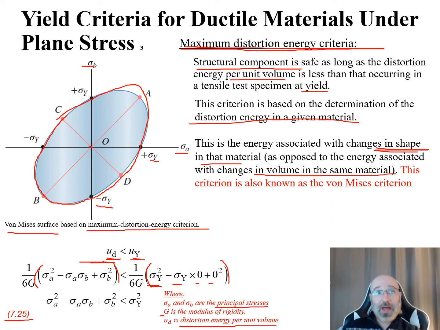So that brings us back up to that statement for this equation. Our u sub d, or our distortion energy per unit volume, is less than our u sub y, which is the tensile test specimen at yield.